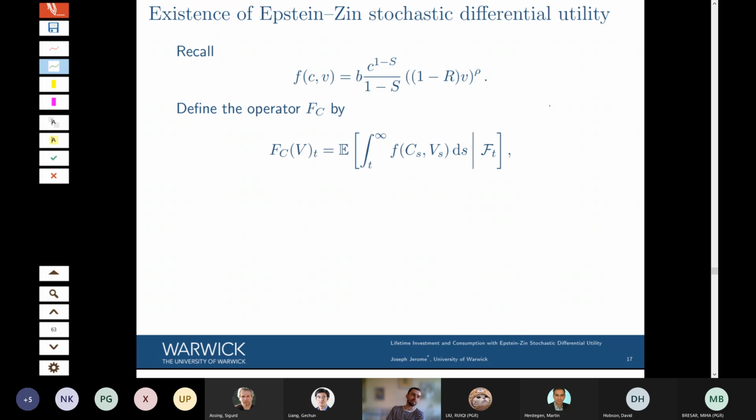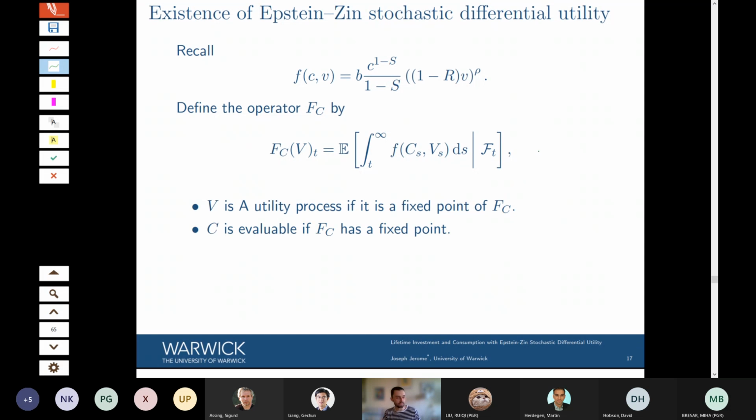So I'm going to very, very briefly go through how we prove existence of stochastic differential utility, and we note that V is the stochastic differential utility process, or the Epstein-Zin stochastic differential utility process associated to C, if and only if it's a fixed point of this operator FC. So you can see that, right? This is the right-hand side of our SDU equation. And so V is a utility process if it's a fixed point of FC, and a consumption stream C is evaluable if FC has a fixed point.